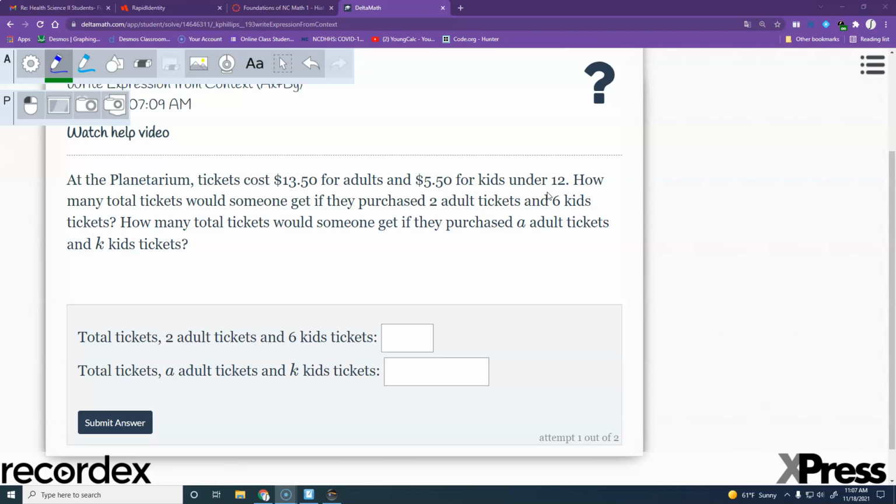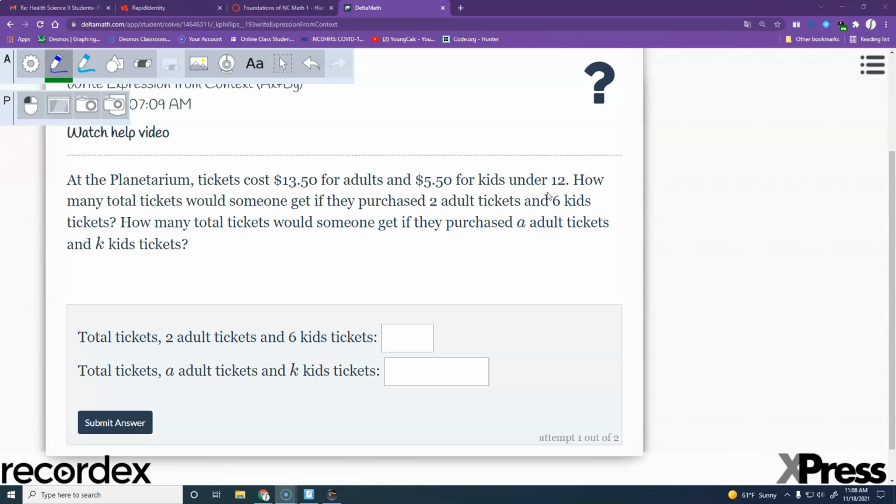Let's answer the question. Let's see what it says. It says how many total tickets would someone get if they purchased 2 adult tickets and 6 kid tickets? Okay, what's the answer to that? 8. Right, they'd have 8 tickets.